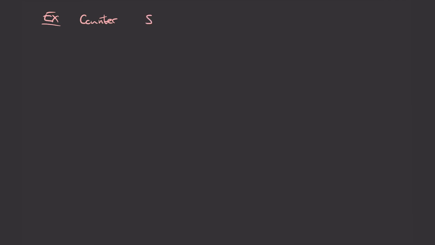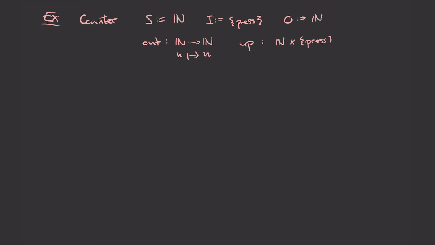So recall that the counter had states, the natural numbers, had input set, which consisted of this singleton with the element press, and outputs, the natural numbers. Moreover, we had an output function called out going from the naturals to itself. This was just the identity, so it mapped each natural number to itself. And next we also had the update function up, which goes from the set of states, so the natural numbers, times the input set, which in our case is this singleton, and produces a new state which lives in the natural numbers.